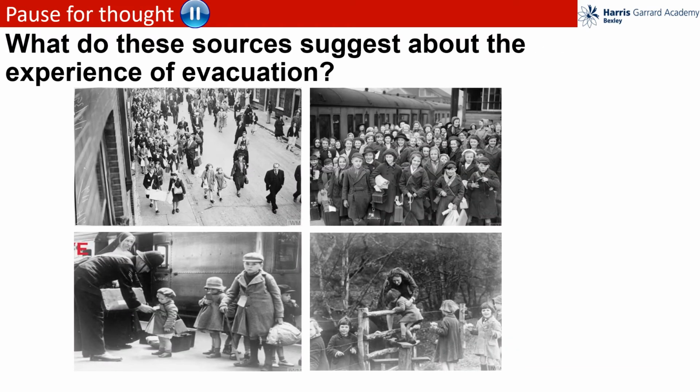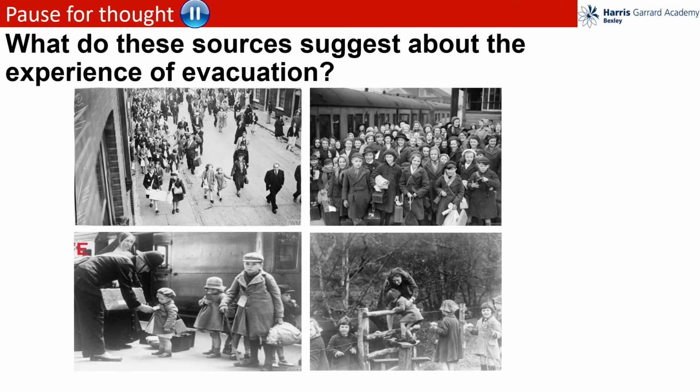So moving from sources that include newspaper articles, let's look at another type of source. The source we have here is for images. I want you to analyse these images. Think about what may be positive about leaving home in a city to live in the countryside, and what may be negative about evacuation.